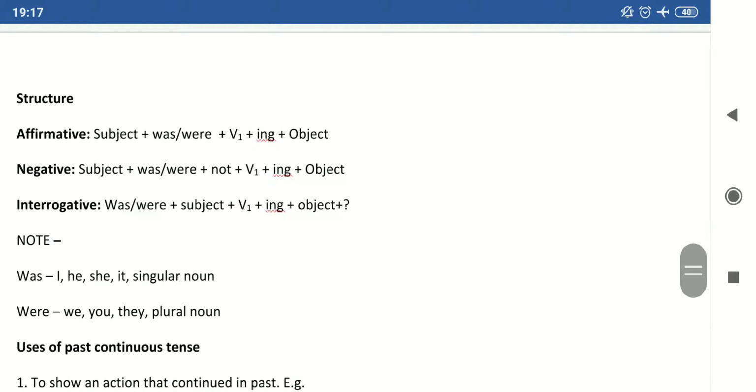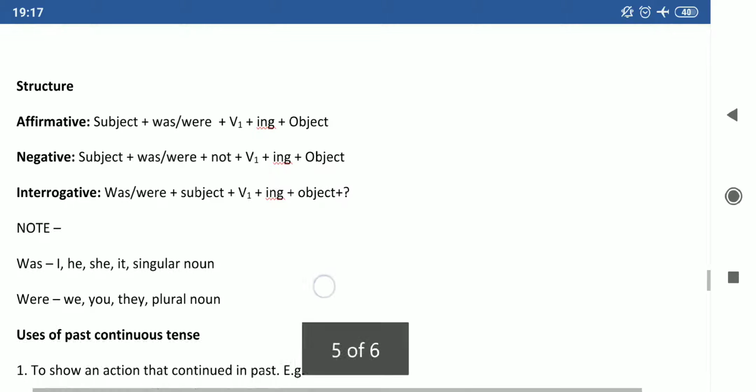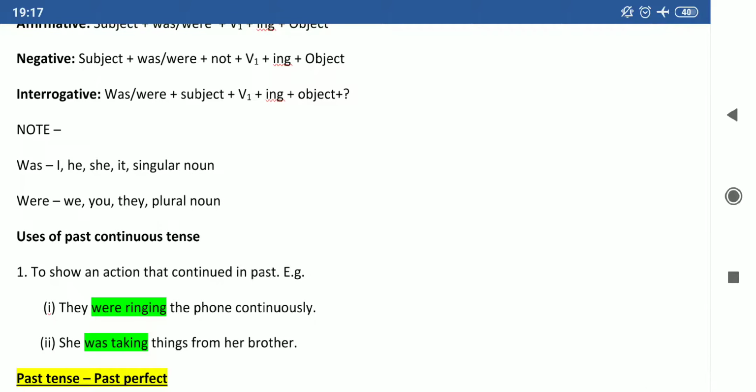Let's come to its structure. Subject, then was/were, first form of verb, and then ing, after that object. For negative, you just have to insert not. Subject, was/were, not, first form of verb, ing, and then object. Now, if you want to frame interrogative sentence, then was/were, means helping verb, comes in the beginning. After that, subject, then first form of verb, ing, then object, and it ends up with question mark.